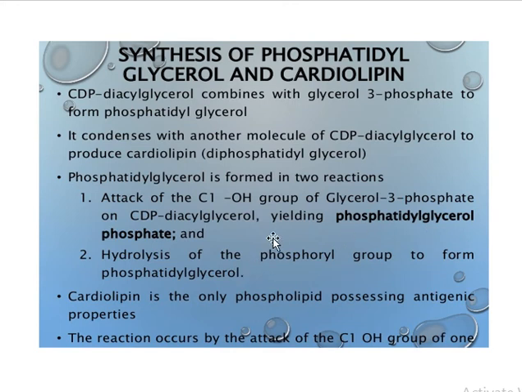Then this phosphatidyl glycerol condenses with another molecule of CDP diacyl glycerol to produce the cardiolipin or diphosphatidylglycerol. Cardiolipin biochemically is diphosphatidylglycerol. As we know, cardiolipin is the major component of mitochondria and it is also involved in antigenic properties.